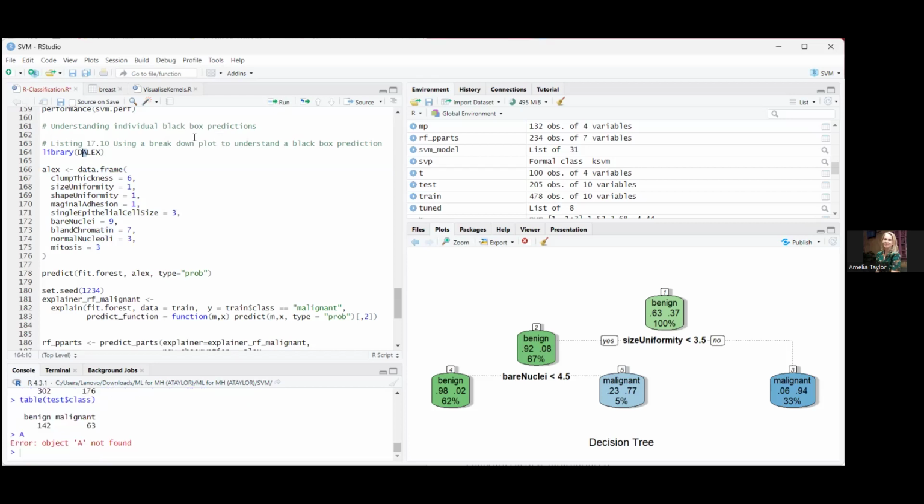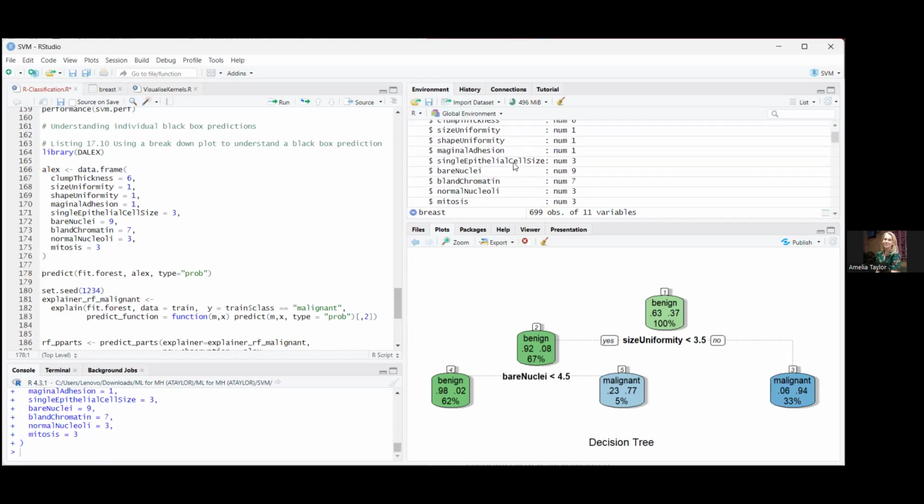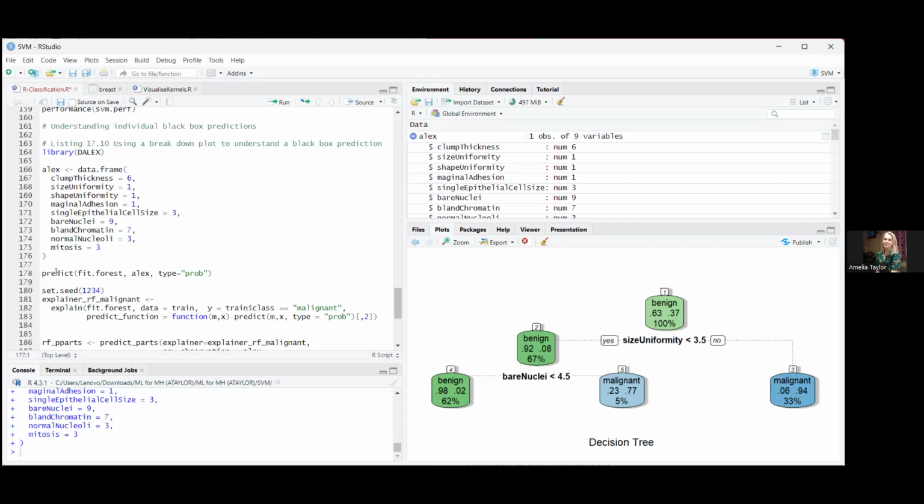Oh, object not found because I've highlighted it. Sorry for this. And let me run Alex. So I have Alex here in my environment, and I'm going to predict the class.